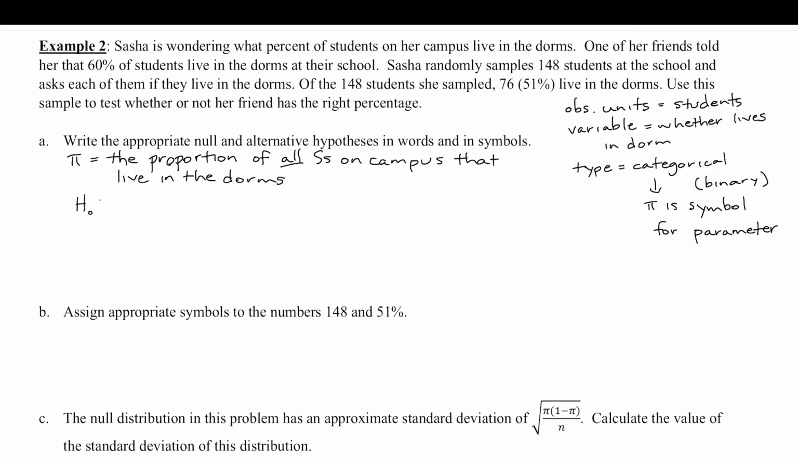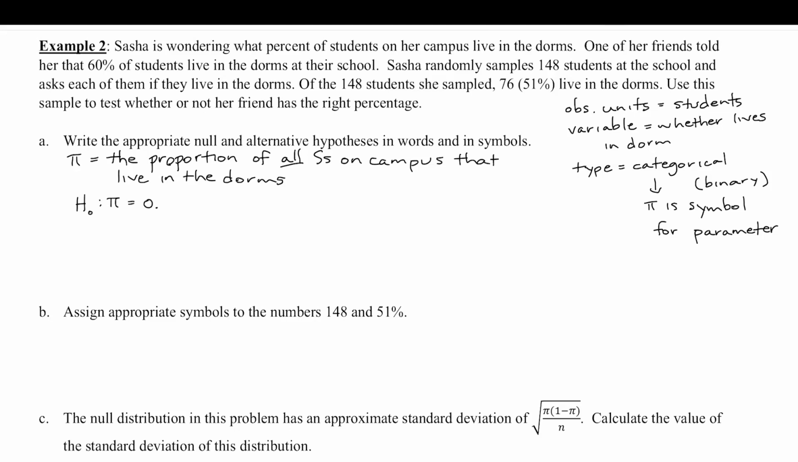All right, so our null hypothesis, this is also a little bit different than what we're used to, because we wouldn't really suggest that students live in the dorms by chance. So we're used to thinking of the null hypothesis as the by chance explanation. Now we're going to expand on that and add to it. So in fact, since pi is the proportion of all students that live on campus, and Sasha is trying to figure out whether her friend, who's told her that 60% of students live in the dorms, she's trying to figure out whether her friend is correct.